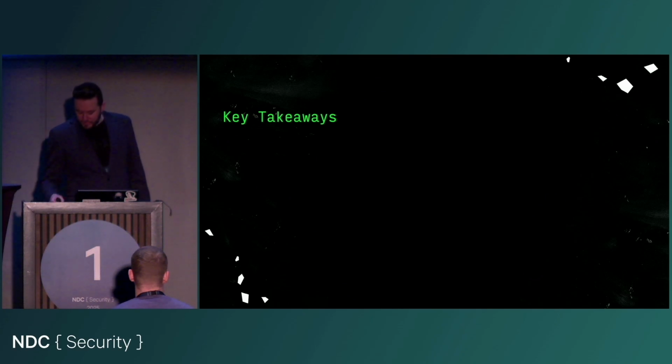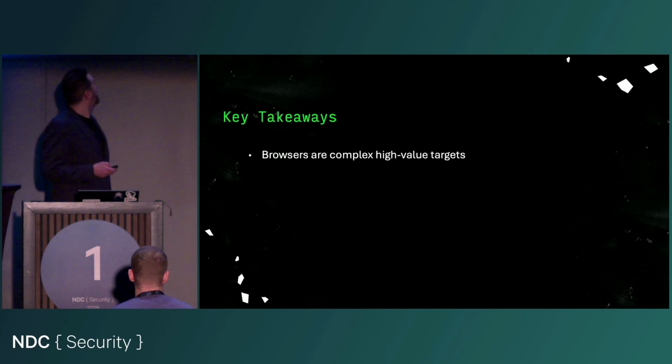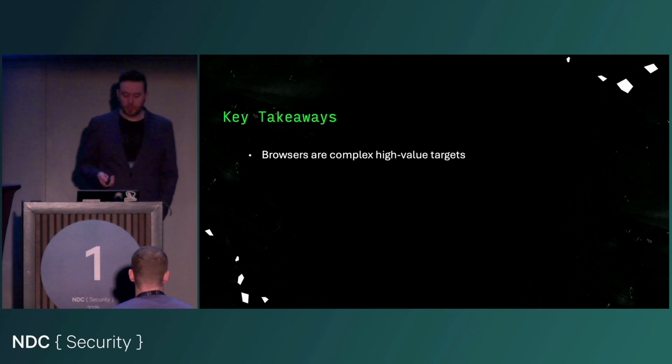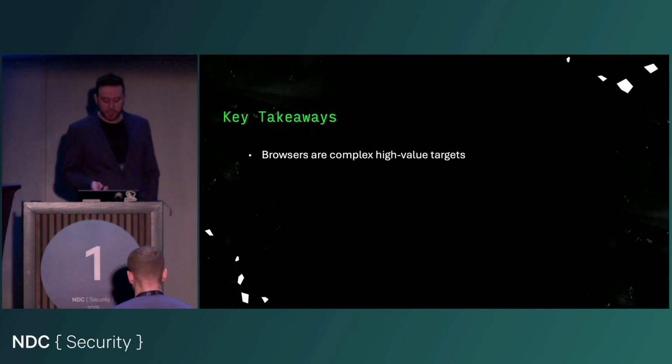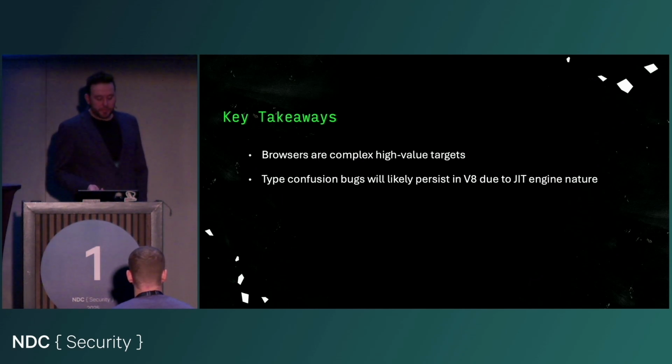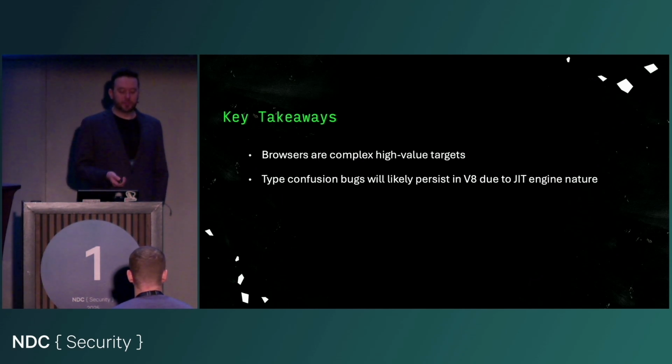So, a few key takeaways. Browsers are complex, highly valuable targets today. It was like that 10, 15 years ago, and still is today. It's more complex to find bugs and exploit bugs. But type confusion bugs will likely persist in V8 due to the nature of the JIT engine. JIT engines are complex.